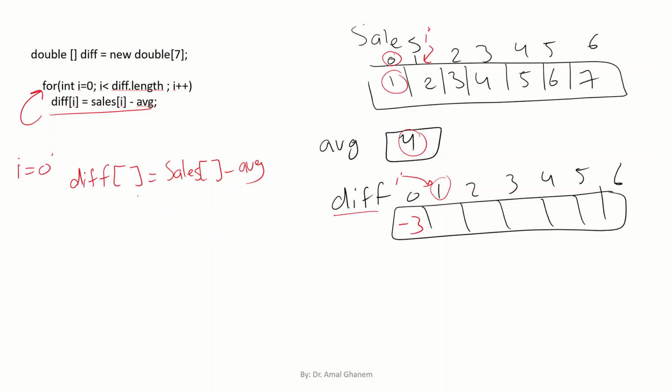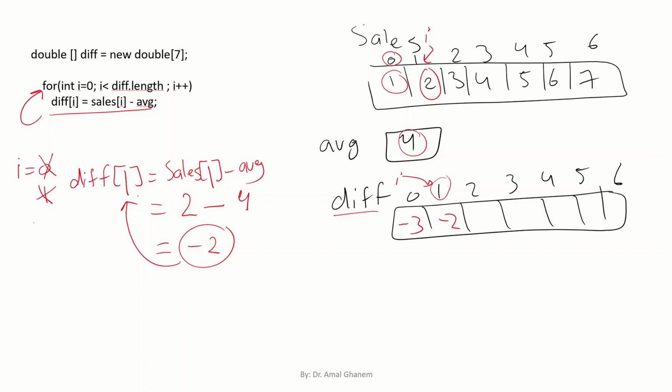Now we will do the same process for another index. So when i is incremented and i is 1, it means difference of 1 equals sales of 1 minus average. Sales at 1 is actually 2. 2 minus the average, which is 4, will be minus 2. And this should be saved in location 1 of difference, so I save minus 2 here. And we will continue till the end.